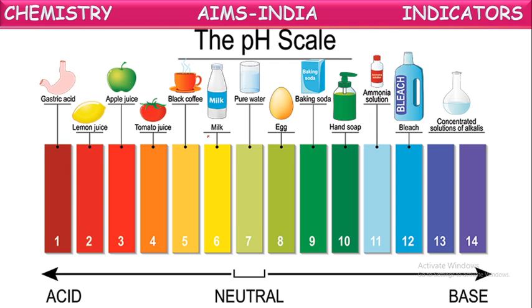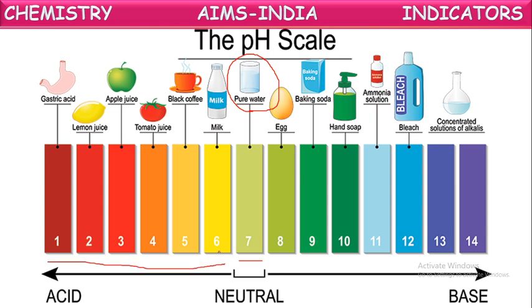See here pH scale is shown. If the pH value is exactly 7, those substances are said to be neutral solutions. Example, pure water. Pure water is a neutral solution or neutral substance. Its pH value will be exactly 7. It shows a light green color with a universal indicator. It is shown here. And the pH values in between 7 to 1 represent acidic substances.